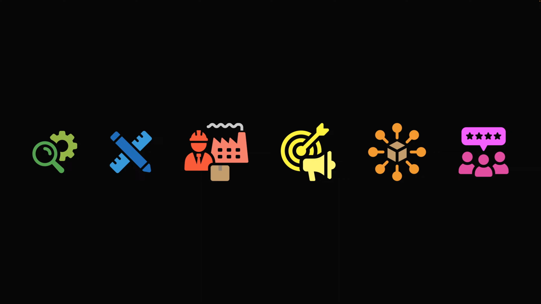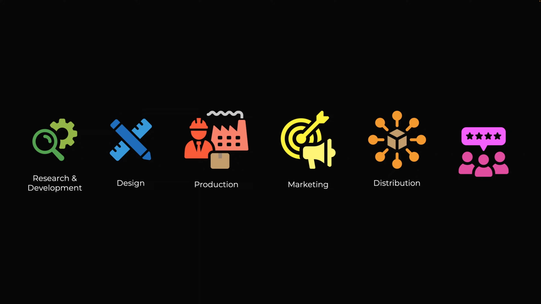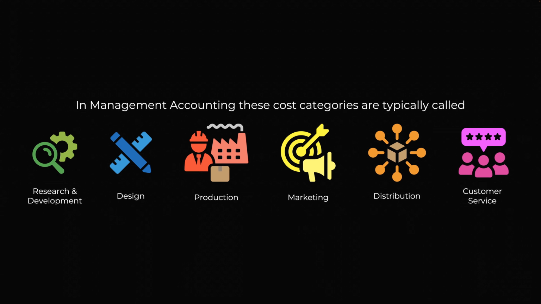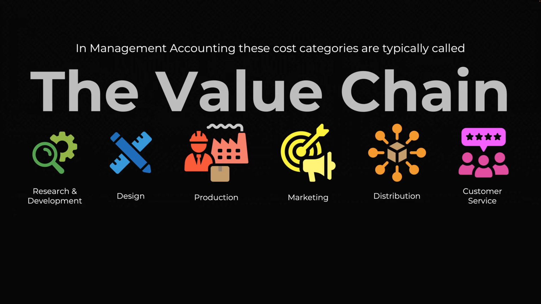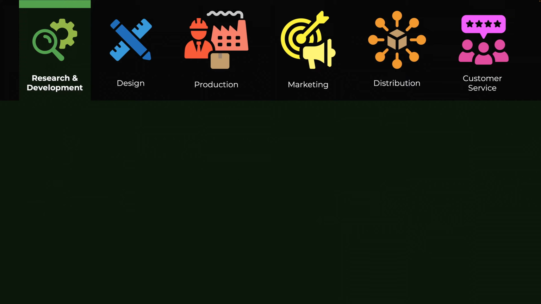Let's take a look at them starting on the left of the screen. We have research and development, design, production costs, marketing, distribution, and customer service costs. In management accounting, these cost categories are what is typically called the value chain. Let's define them one by one, starting with research and development.